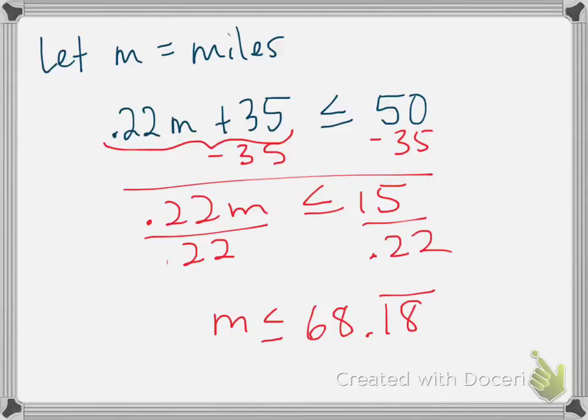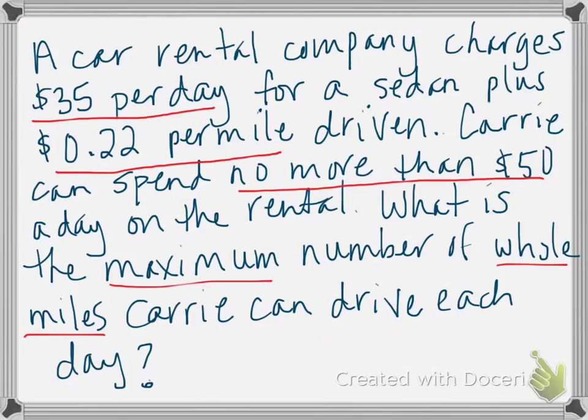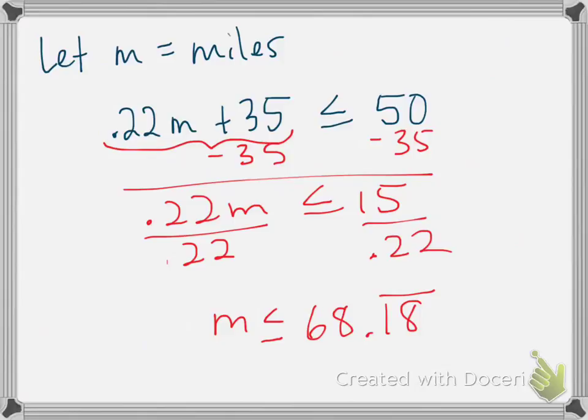All right, so 68 and 18 hundredths repeating. So if you go back, the question says, what is the maximum number of whole miles? Well, she has to be less than 68 and 18 hundredths repeating. So her maximum number of whole miles, the answer would be 68 miles. That's the maximum number of whole miles that she can drive.